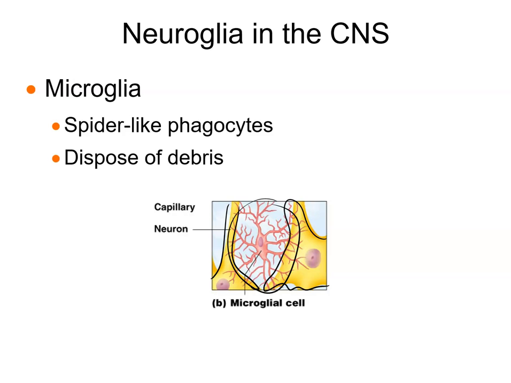Microglia are spider-like phagocytes. Phagocytes are cells that eat. So they are here to help clean up debris in the central nervous system. That means in the brain and spinal cord. And you can see in the image here, it really does take on a spider-like appearance.